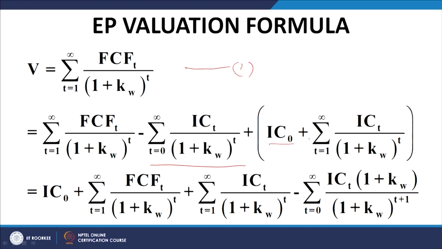Which is what is done here. We rewrite it in a better form, in a simple form. We start with IC0, then we sum up the free cash flows, that is the second term. The third term is the term that sums up the discounted value of invested capitals over t equal to 1 to infinity, and then as far as the other term is concerned, which involves a summation of discounted invested capitals from t equal to 0 to infinity, we multiply numerator and denominator by 1 plus k w.